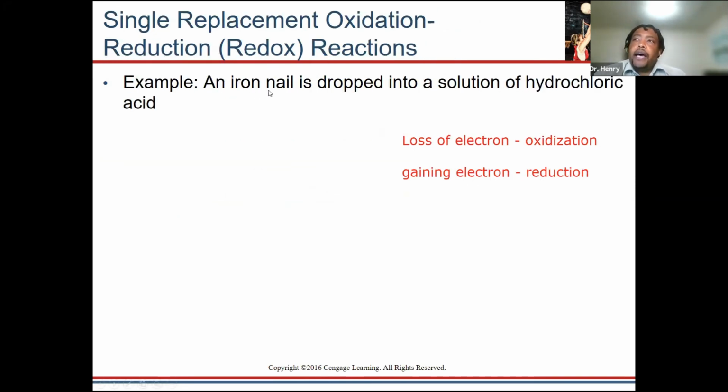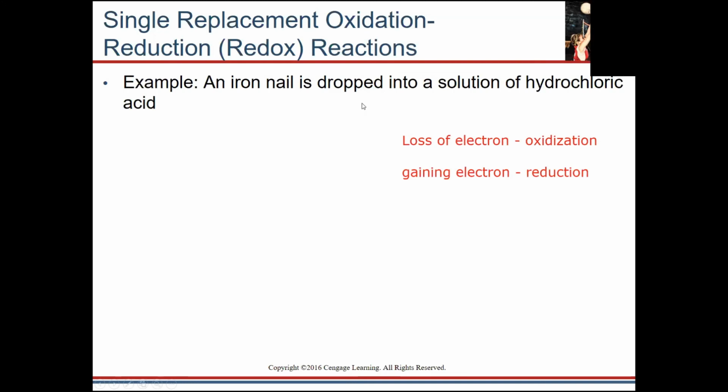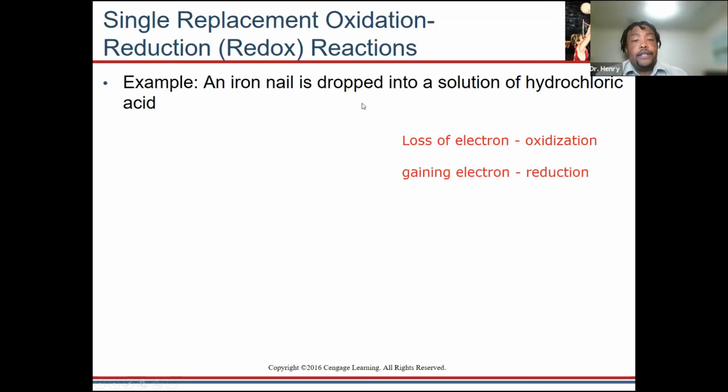So an iron nail is dropped into a solution of hydrochloric acid. Okay, so now you need to tell me what is going to be the reactants, and then we're going to predict the products based upon all the knowledge that you guys have. An iron nail is dropped into a solution of hydrochloric acid. So what is going to be the chemical formula? What is going to be my conventional equation?